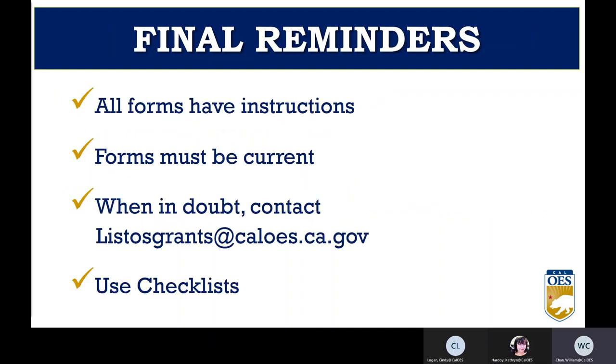Some final things to remember: all forms have instructions. Use the forms on the website. Those will be the most current version. The checklist that comes with the request for proposal will tell you which forms are required. Email listosgrants@caloes.ca.gov if you have questions. We are here to help. Use the checklist in part 5 of the request for proposal.